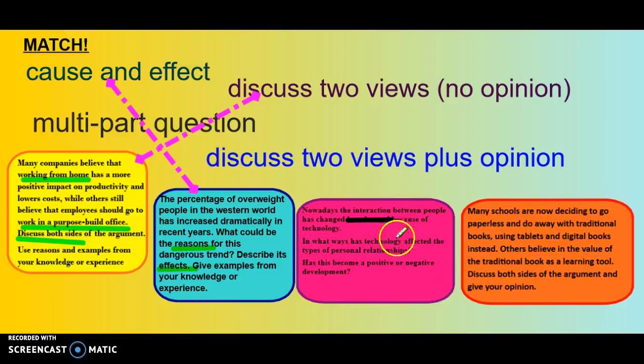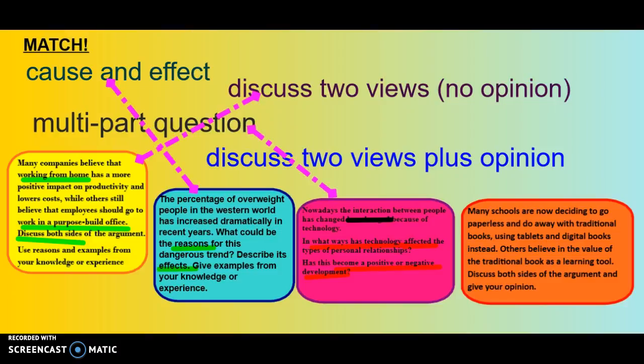In what ways has technology affected the types of personal relationships? Has this become a positive or negative development? So this is a bit of a harder task. A lot of people find this question difficult because you have to talk about the effect of technology. So how has technology affected personal relationships, and also whether it's a positive or negative development. So you have different types of questions here. You have to talk about effects in a way, and you also have to talk about advantages and disadvantages. So this is what we call a multi-part question.